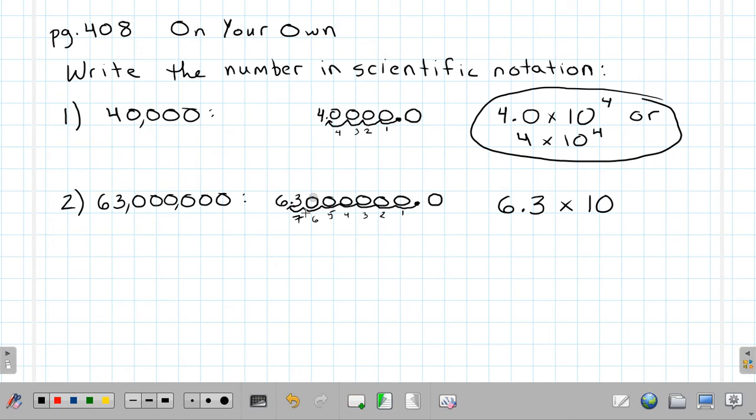Since we moved it 7 spaces, we know our exponent is going to be either a positive 7 or a negative 7. But in this case, once again, we started off with a really big number. So in order to make this 6.3 into the really big number, we need this to be a positive 7. A positive 7 for number 2. So 6.3 times 10 to the positive 7. All right, and now let's go ahead and look at number 3.